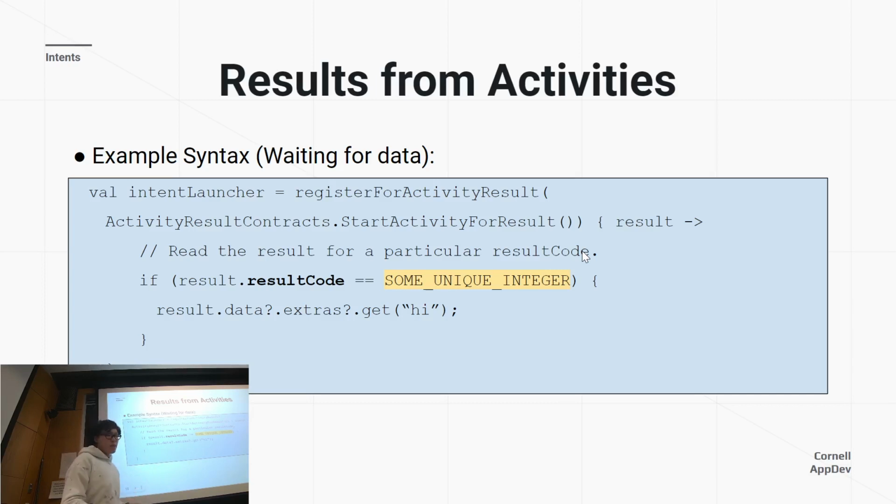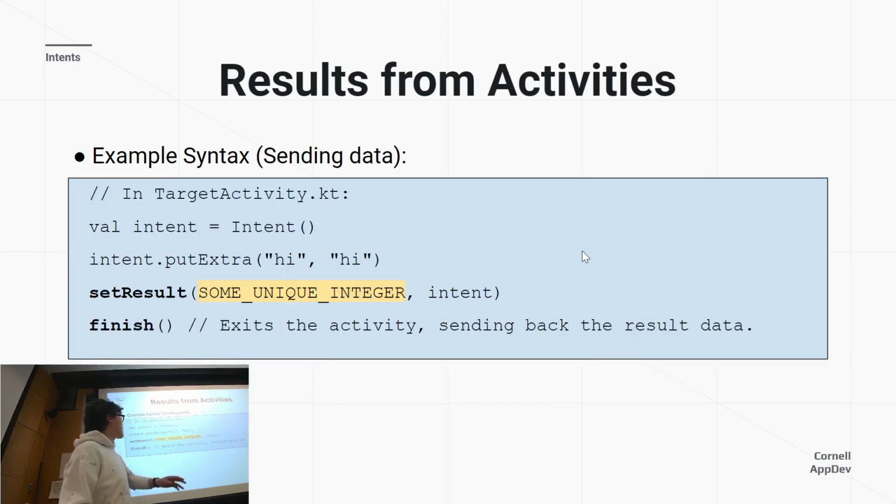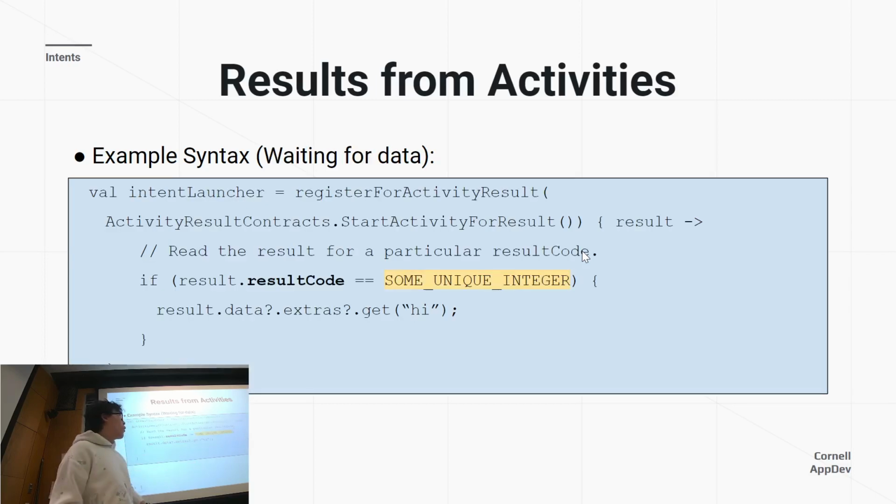So here, for example, I set the info key as high, and when I get it back, I'm not sure of the keys in the results. It could be many different things, but because I know the unique integer, I can actually get the result data.